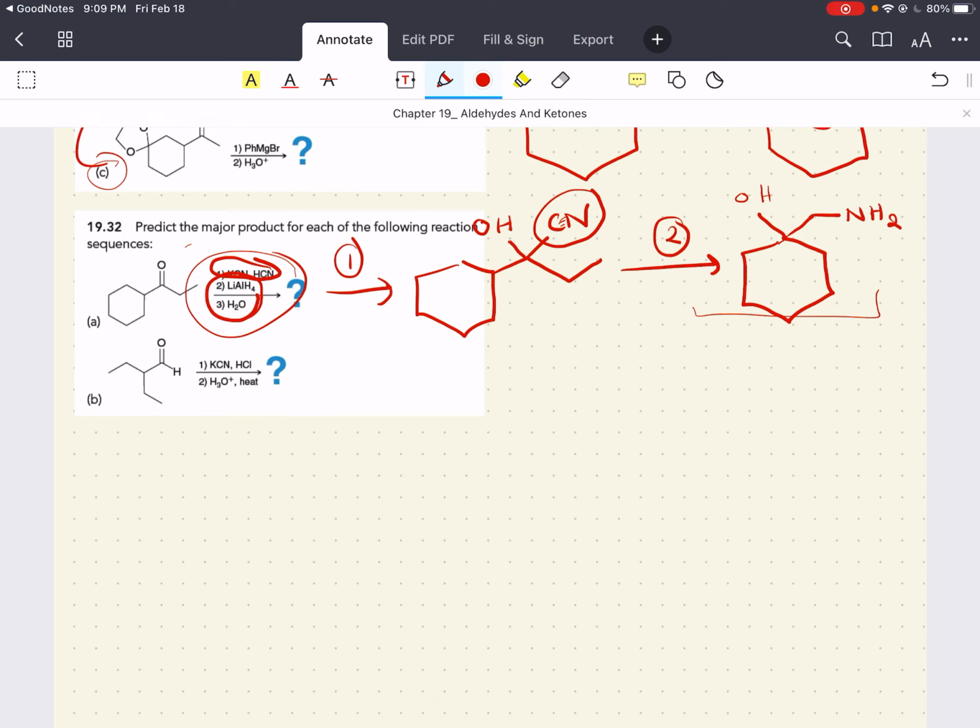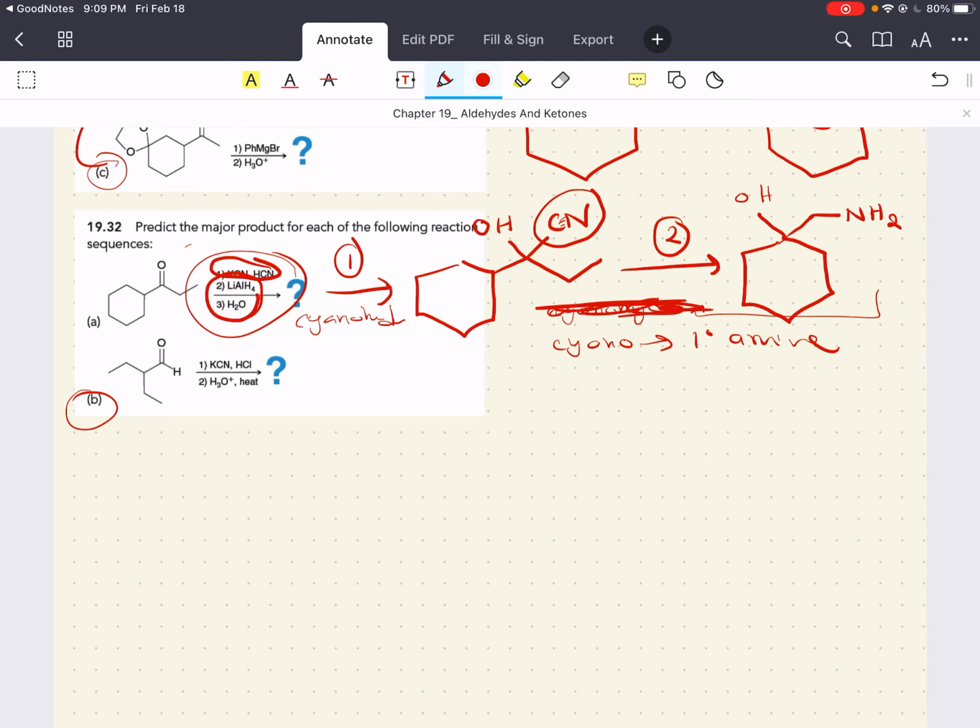We did a cyanohydrin formation in our first step, and then we converted that cyano group into a primary amine using reducing reagents. I'm going to let you attempt B. Let me know if you have any questions.